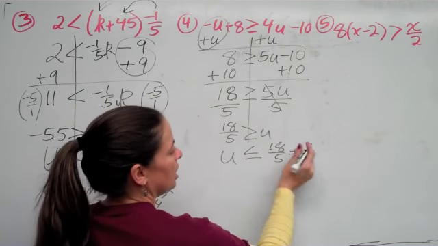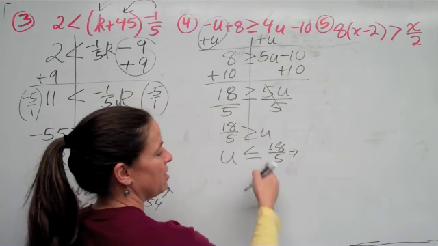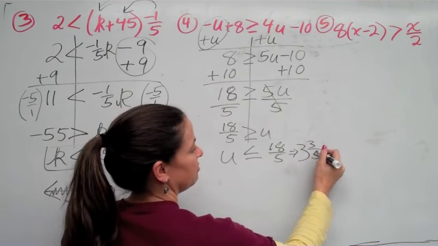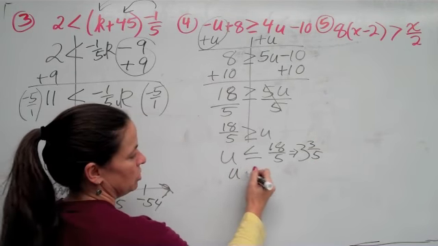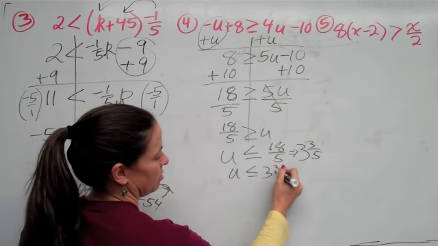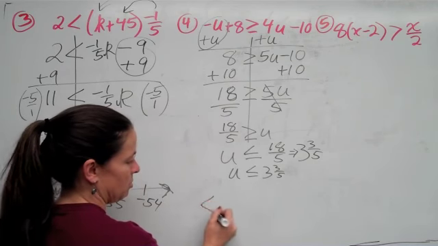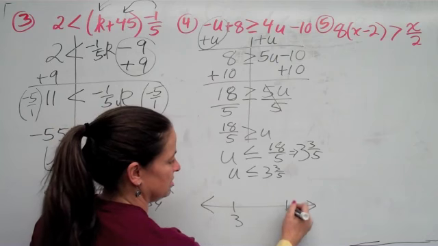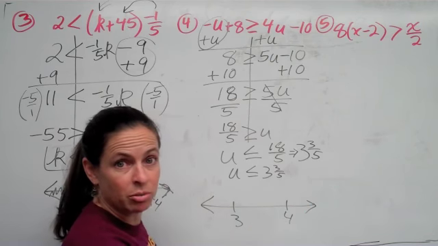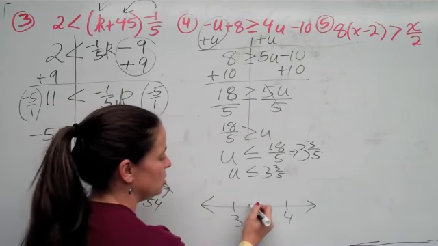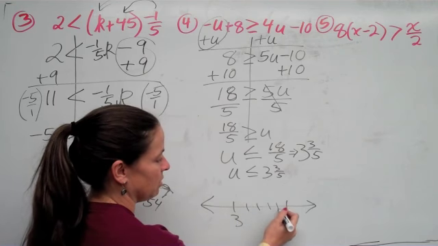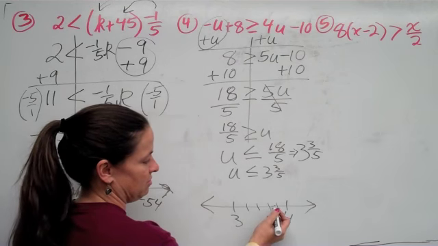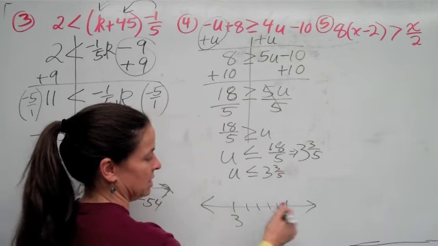5 goes into 18 3 times, which is 15, so I have 3 left over out of 5. So that's actually that u is less than or equal to 3 3/5. So how am I going to graph this? Well, if I know this is 3 and this is 4, how many parts do I want between 3 and 4? 5. In order to make 5 spaces, I've learned over time that I want 4 tick marks. So I have 1/5, 2/5, 3/5, 4/5, 5/5, which makes the next whole.